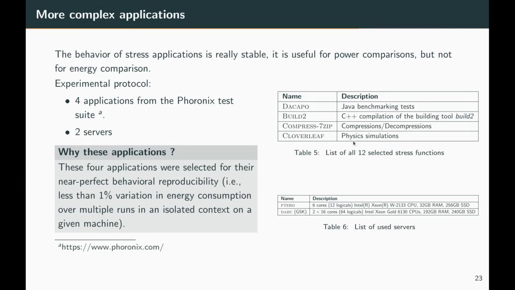We chose these softwares because they had good reproducibility. If you run those softwares, I don't know, 10 times, you will always have the same energy consumption. So it's important for the experiments. And we took different kinds of software: physics simulation, 7-zip, which compresses and decompresses files, compilation in C++, and one benchmark in Java. So it's closer to real-world applications.